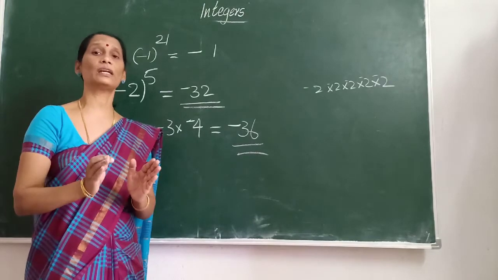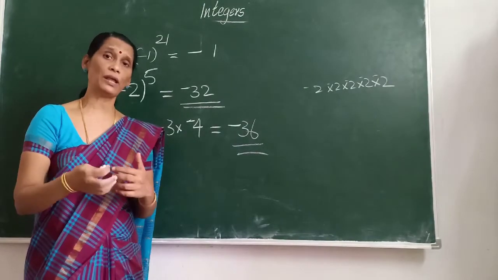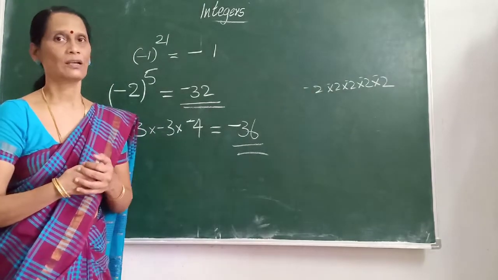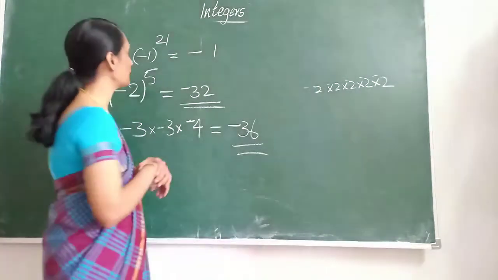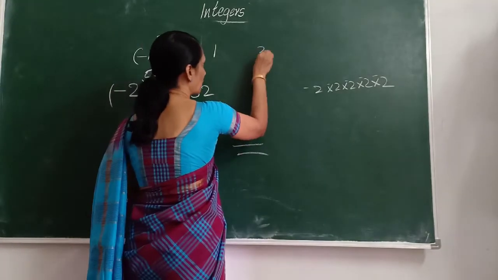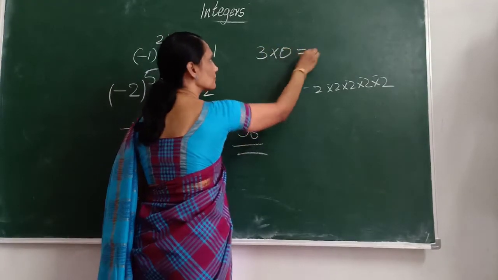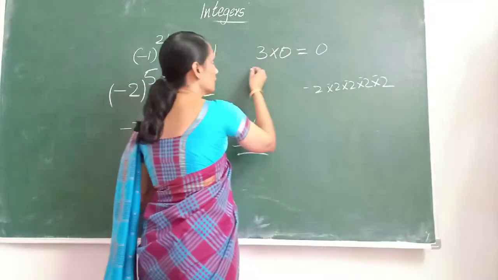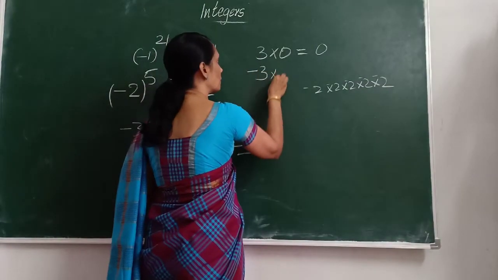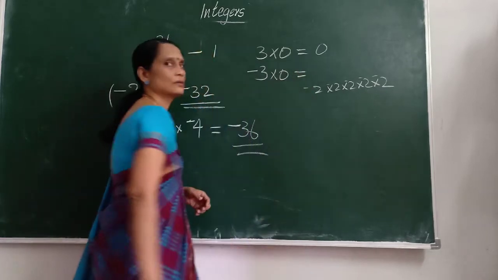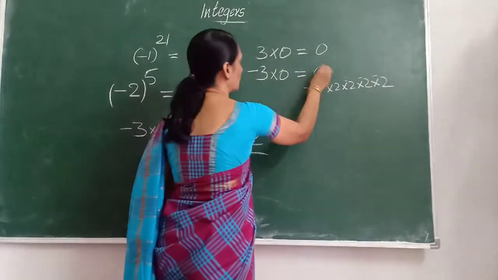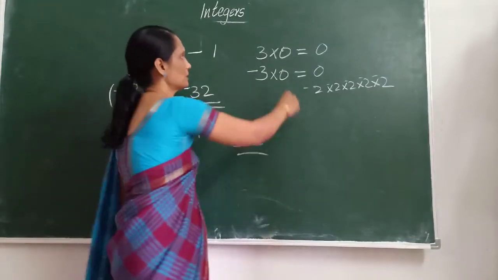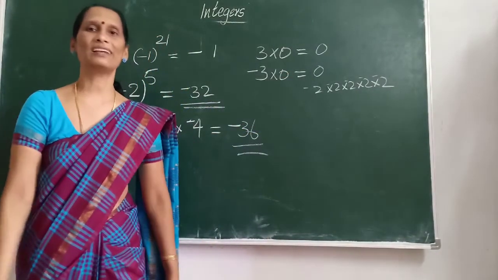And if the negative integers are multiplied an even number of times, we will get a positive answer. And can you tell what we will get if a number is multiplied by 0? Any whole number multiplied by 0, we know that is 0. Then what about an integer into 0? That is also 0. Always, whatever be the number, when it is multiplied by 0, we will get 0 only.